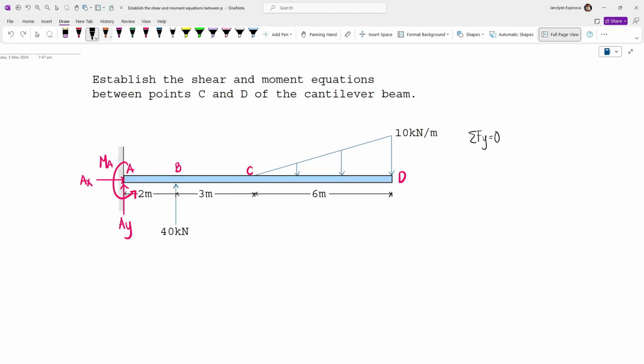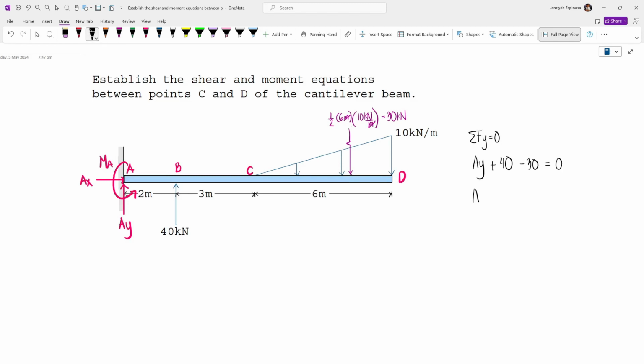So we have AY, which is assumed as upward, so AY, and then plus 40, because this is acting upward, so plus 40, and then we're gonna get the resultant of this triangular load. So the resultant will be acting at 1/3 of the base from the height of the triangle, and then the value of the resultant will be 1/2 the area of the triangle, which is 1/2 times base, which is 6 meters, times the height, which is 10 kN per m. And so m will cancel, and then we have 30 kN as our resultant. So we have minus 30 because this is acting downward. So this is equal to 0.